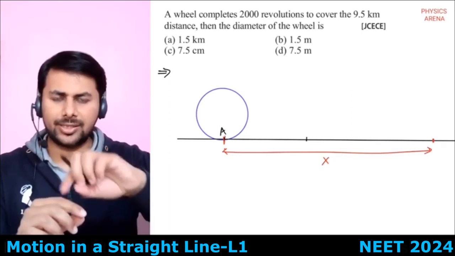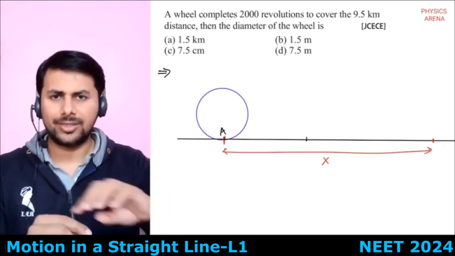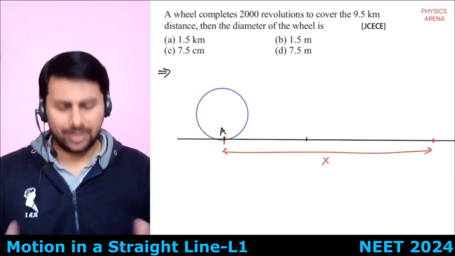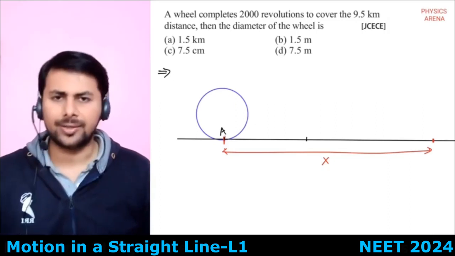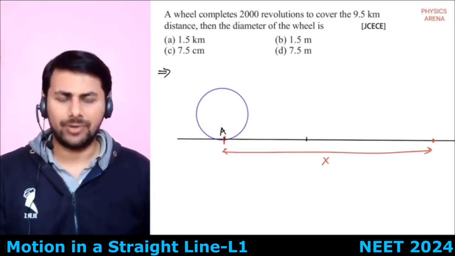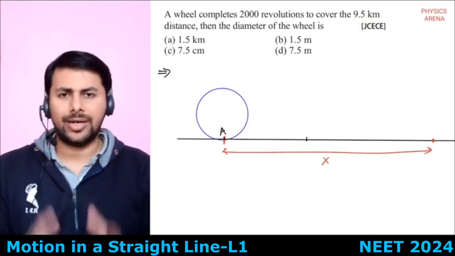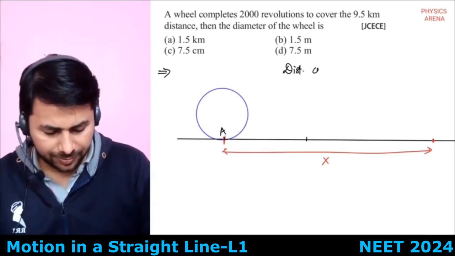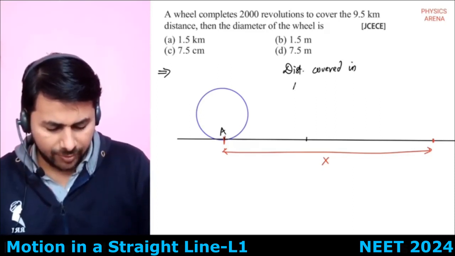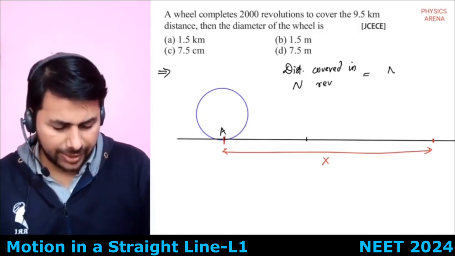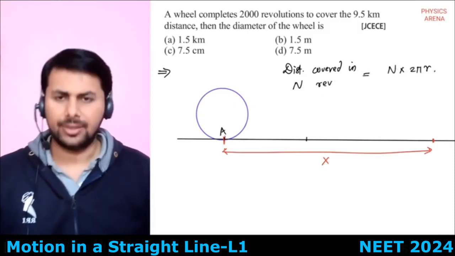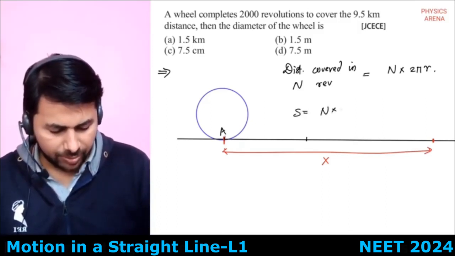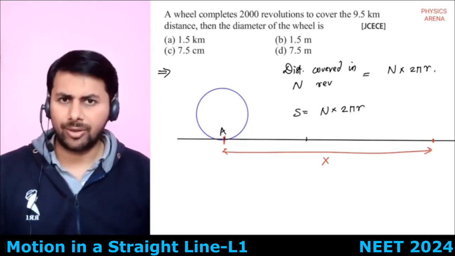So when distance is equal to 2 pi r, right? When distance is equal to circumference, it will again touch the ground. So in one revolution, it will cover distance equal to 2 pi r. So in n revolutions, it covers some distance. It will be equal to n times of 2 pi r. Okay. So I can say distance covered in n revolution is equal to n times of 2 pi r. Okay. So s is equal to n times of 2 pi r, right? This should be our formula.